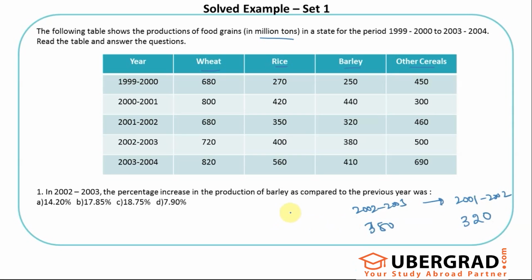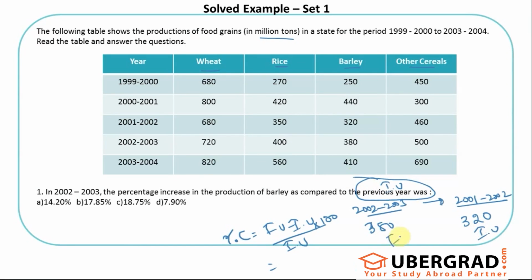2001 to 2002 it is 320. So again, as I said, the question is asking for the percentage change. I know the formula: final value minus initial value, by initial value, into 100. That's good. Now I need to just figure out what is final and what is initial. You see, production of barley in 2002 to 2003 as compared to the previous year. So this is my initial. The reference is this. Over the previous year, how much has it changed? That's the question. So this is my initial value and this is my final value.